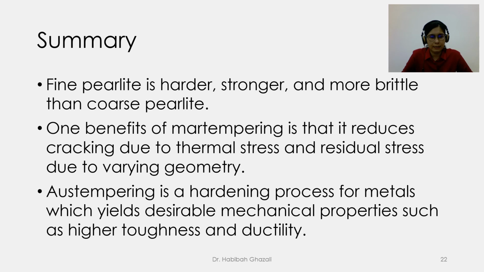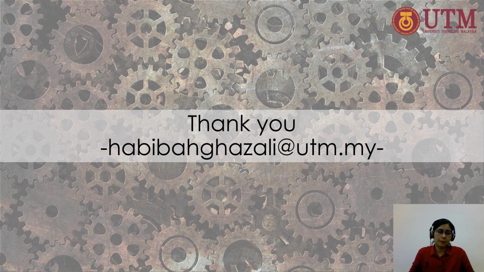And we also learned that in the industry, the Austempering process can be performed. This is a process of hardening steel which will yield desirable mechanical properties such as higher toughness and ductility. So that's about it for this lecture on the isothermal hardening heat treatment process. I will continue in the next lecture where we will talk about the continuous cooling heat treatment process.